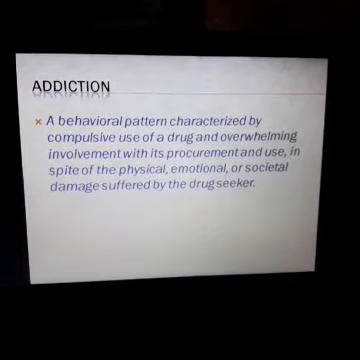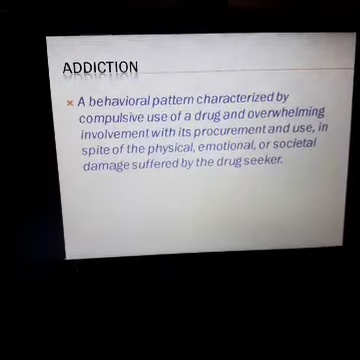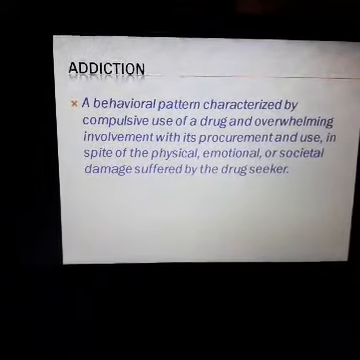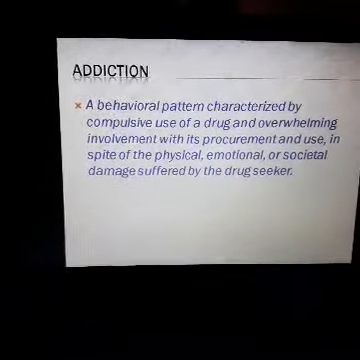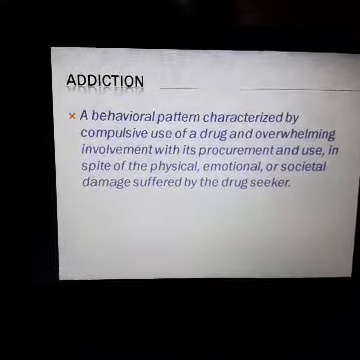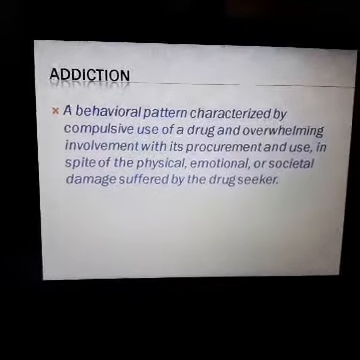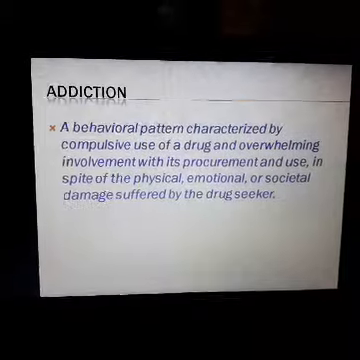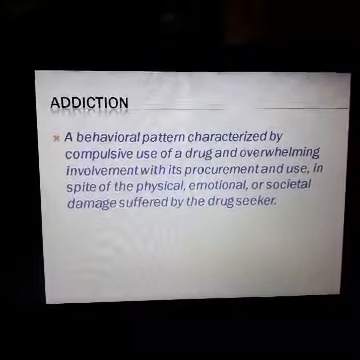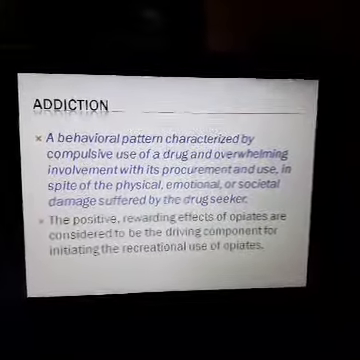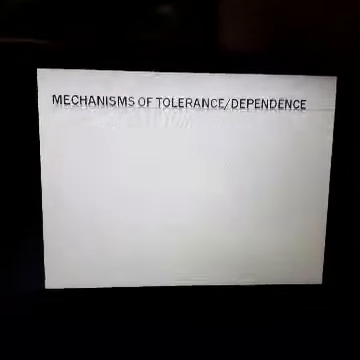And if the patient is dependent and if it is gradually increased, then addiction happens. So addiction is a behavioral pattern characterized by the compulsive use of a drug and overwhelming involvement with its procurement and use, in spite of the physical, emotional, or societal damage suffered by the drug seeker. So despite knowing its damaging effect, physical, emotional, societal damage, the patient procures it at any cost, that is addiction. These positive rewarding effects of opiates are actually responsible for the driving component for initiating the recreational use of opiates.